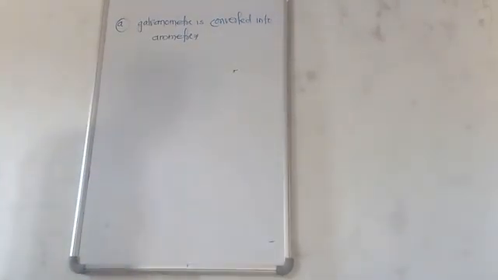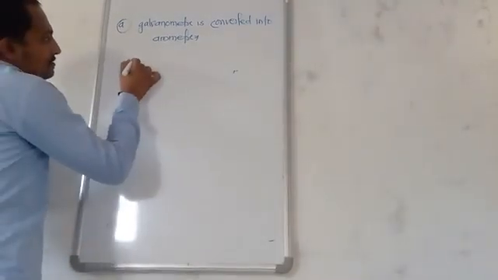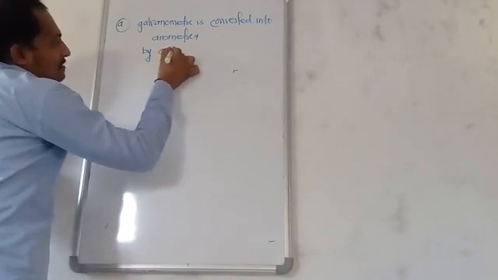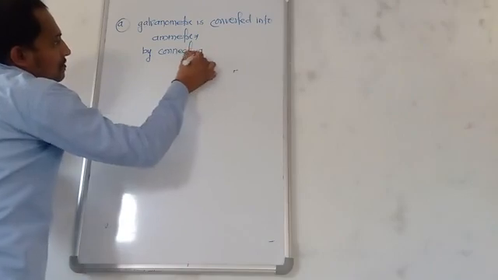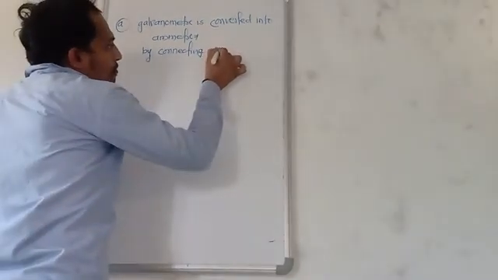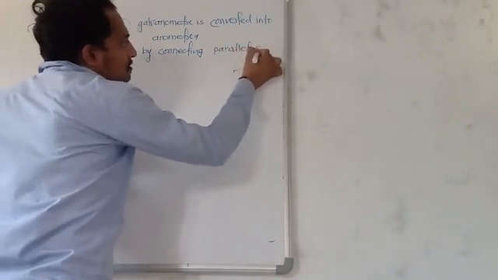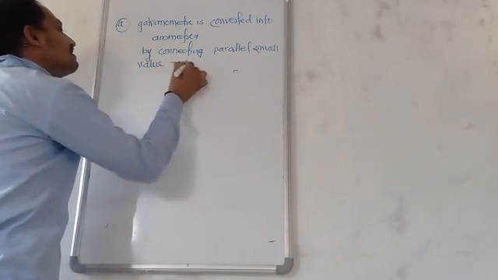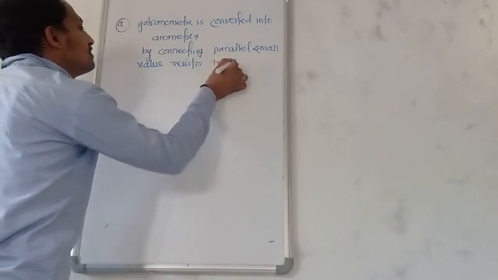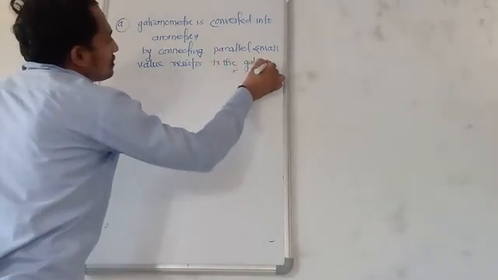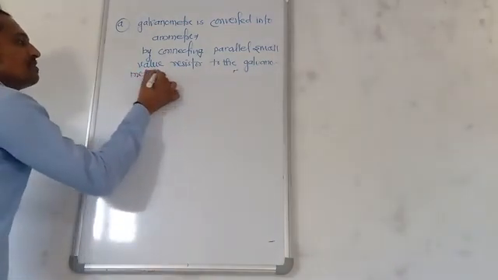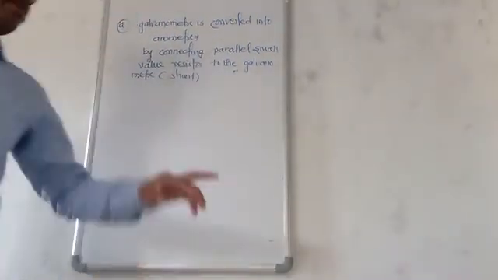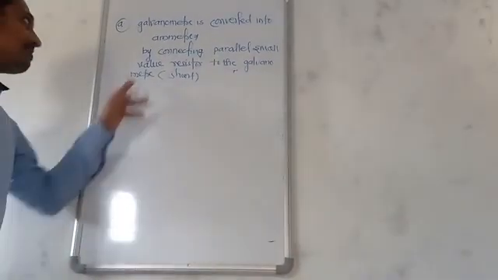Ammeter means it is a current measuring device. I will measure the current by connecting a small value resistor in parallel to the galvanometer coil, and this is also called a shunt. This means when we connect a small value resistor parallel to the galvanometer coil, it is converted into an ammeter.